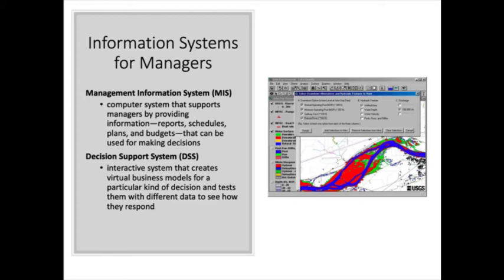We distinguish information systems for knowledge workers from information systems for managers. And you can see here the description from the text: a management information system, a computer system that supports managers by providing information, reports, schedules, plans, and budgets that can be used for making decisions. That brings up then the next topic: decision support systems, or DSS, an interactive system that creates virtual business models for a particular kind of decision and tests them with different data to see how they respond.